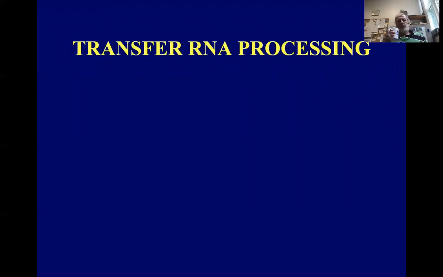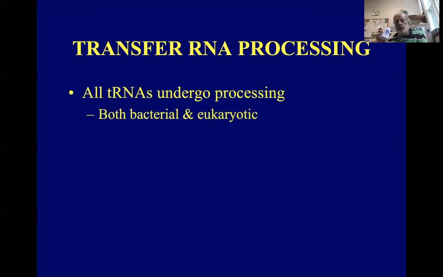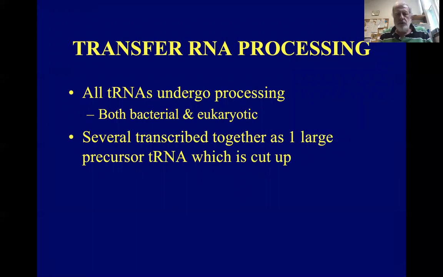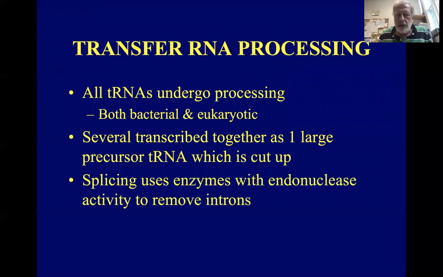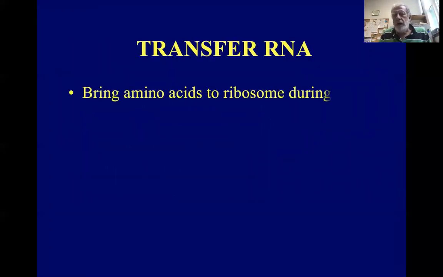Let's move on to discussing transfer RNA structure and processing. Both bacterial and eukaryotic tRNAs undergo processing. Often several transfer RNAs are transcribed together as a large precursor tRNA, which is then cut up into the smaller functional tRNAs. And in transfer RNAs, enzymes with endonuclease activity remove the introns. Remember that endonuclease activity is being able to cut the sugar phosphate backbone of the nucleic acid. So the job of transfer RNAs, remember, is to bring in amino acids to the ribosome during translation.